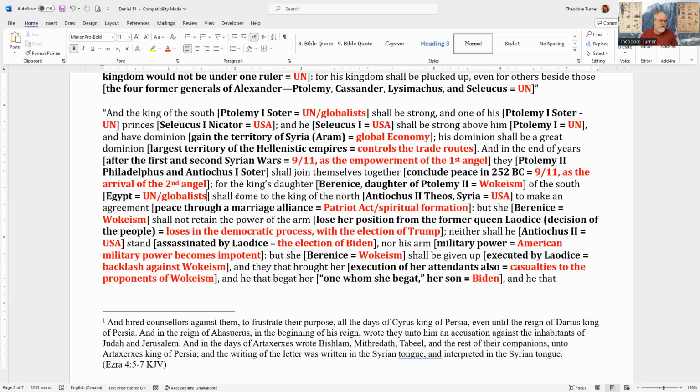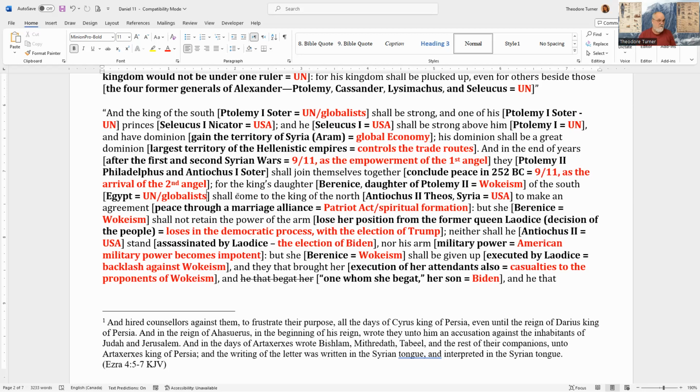He's going to be assassinated by Laodice. And again, this would be the democratic process that puts Biden in there. Doesn't mean it's a pure democratic process. It could be definitely corrupted. So, Angela says, well, it's against the will of the people, but that doesn't really matter in this context, because what this just represents is the democratic process, whether corrupted or not, right? So we have Biden being elected.